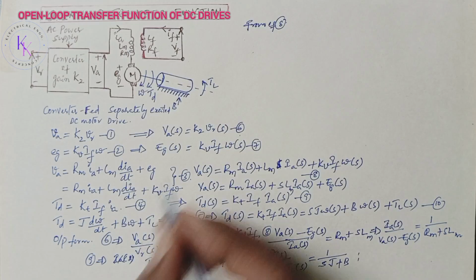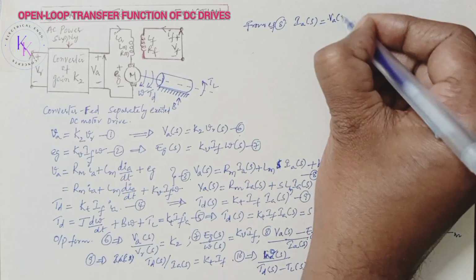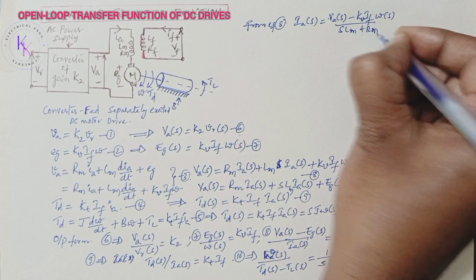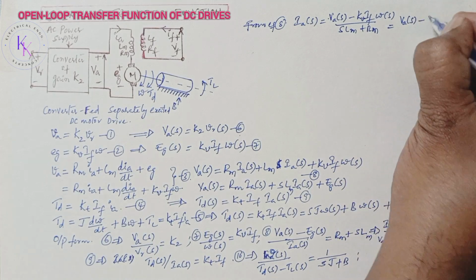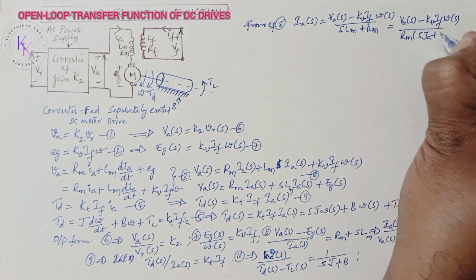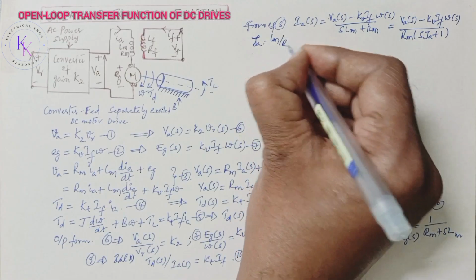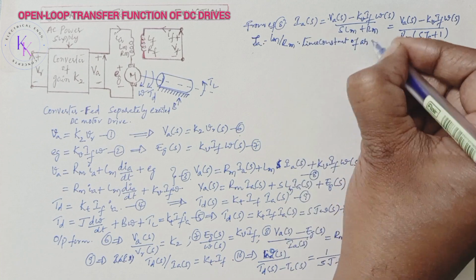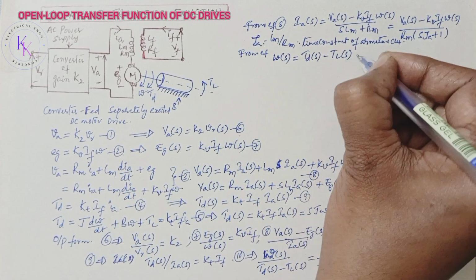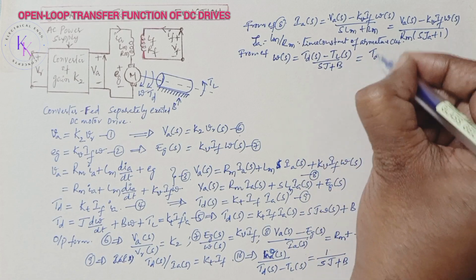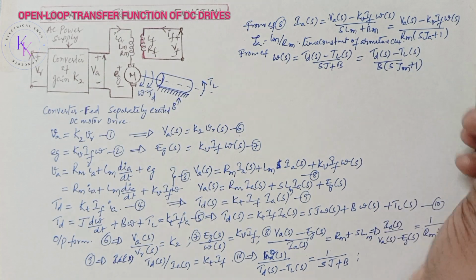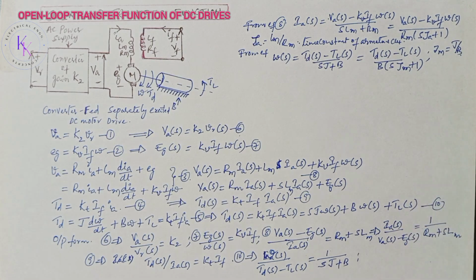From equation number 8 we can write the armature current IA of S equals VA of S minus KV IF omega of S divided by S LM plus RM, which again we can write as VA of S minus KV IF omega of S divided by, taking out the RM, RM times S tau A plus 1, where tau A is LM by RM, which is the time constant of the armature circuit. From equation 10, omega of S equals TD of S minus TL of S divided by S J plus B, that equals TD of S minus TL of S divided by, taking the B term common, B times S tau M plus 1, where tau M equals J by B, which is nothing but the mechanical time constant.